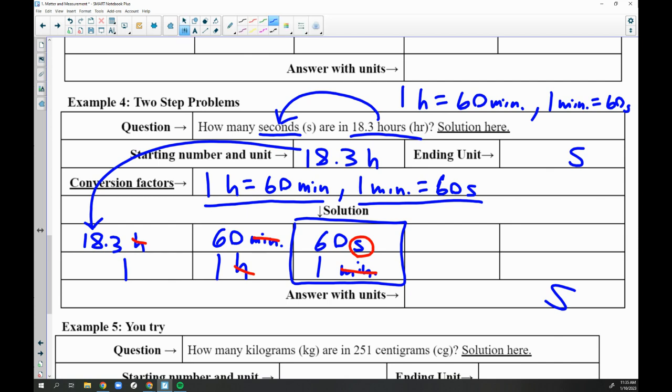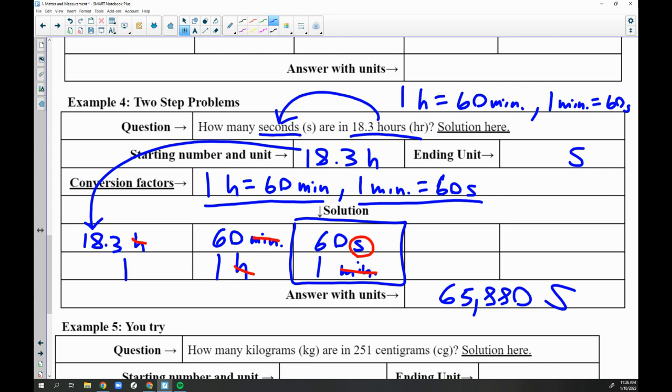So now we plug into the calculator 18.3 times 60 times 60. And if you want, divided by 1, divided by 1, divided by 1, but of course, that's not going to change the number. So has anyone done this yet? 65,880. 65,880 seconds. So we just figured out that 18.3 hours is the same as 65,880 seconds.